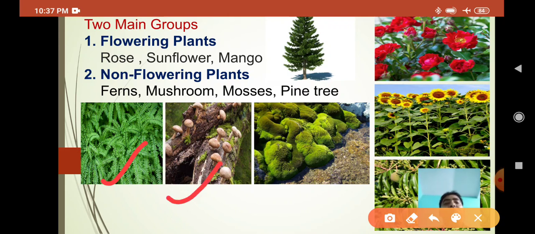These are mushrooms. Mushrooms are of two types, edible and non-edible. Mushrooms grow on dead and decaying matter, like dead plants. You will see in your home also, whenever rotten wood is kept, mushrooms grow on the wood. And you can see here mosses are also non-flowering, they do not produce flowers.